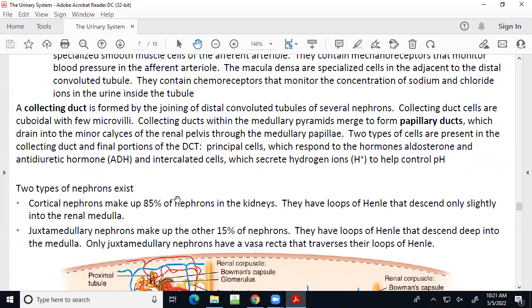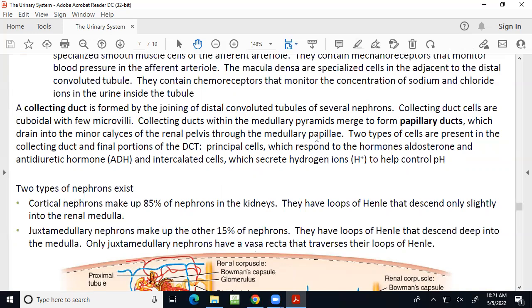Within the collecting duct are cells that are going to be cuboidal with few microvilli. And from the collecting ducts, at this point we can call it urine, will drain into what we call papillary ducts, which then drain into the minor calyces of the renal pelvis through the medullary papillae or papilla, which we talked about a couple of slides ago.